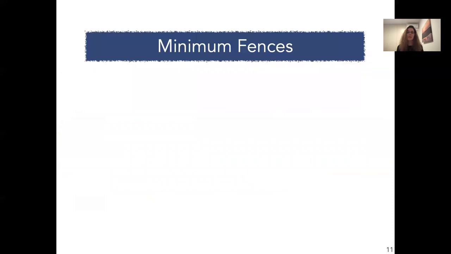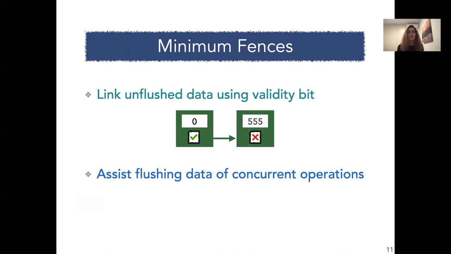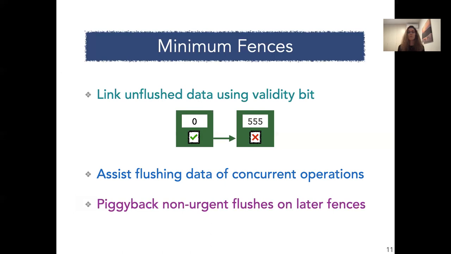We minimize the number of fences using various methods. Here is a glimpse to some of them, on which I will also expand more later. To link data without first persisting it, we use a validity bit to indicate if a linked data is not yet valid and should be ignored. Another adjustment required to enable linking unflushed data is assisting concurrent operations. An operation helps to persist operations it depends on for making sure that the operation itself is fully persisted. An additional technique for reducing fences is piggybacking non-urgent flushes on later fences that are executed by later operations. More methods to eliminate fences appear in the paper.